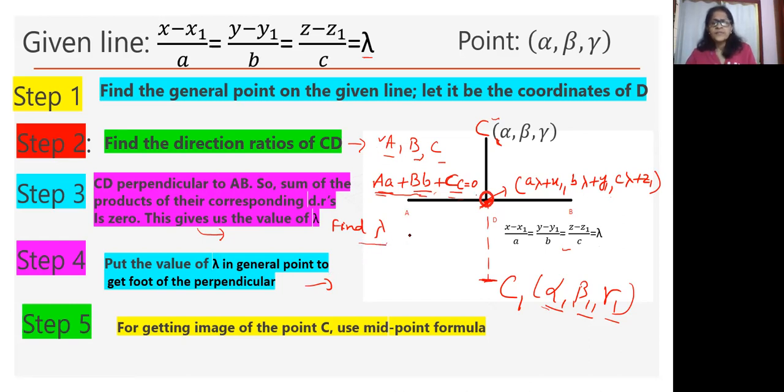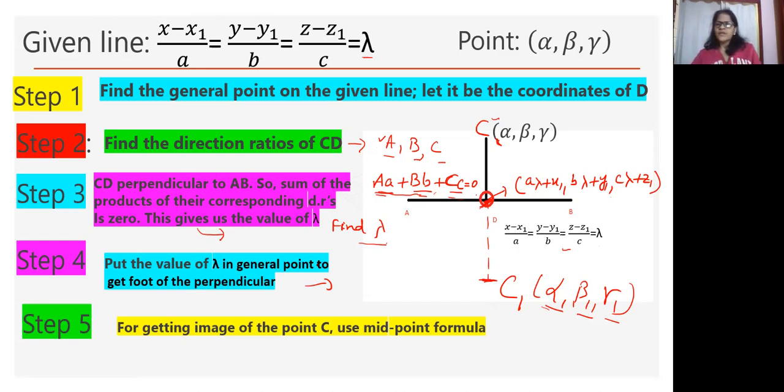Step 4 is putting the value of lambda in this point: a lambda plus x1, b lambda plus y1, c lambda plus z1. So putting the value of lambda, we can get the foot of the perpendicular. If the question is only to find the foot of the perpendicular from a given point to a given line, then now it is finished. We are done with the question.